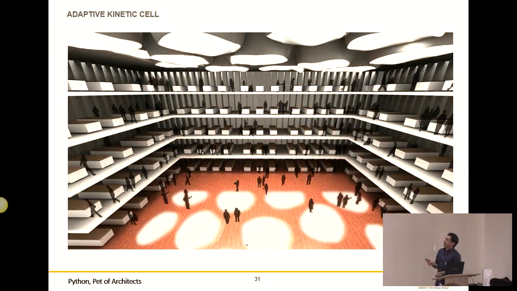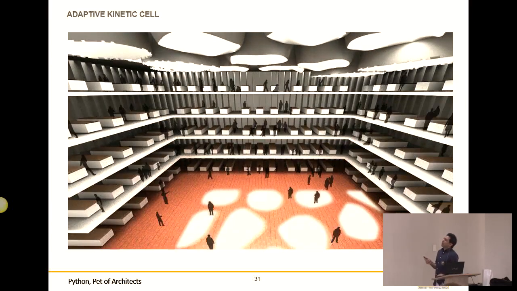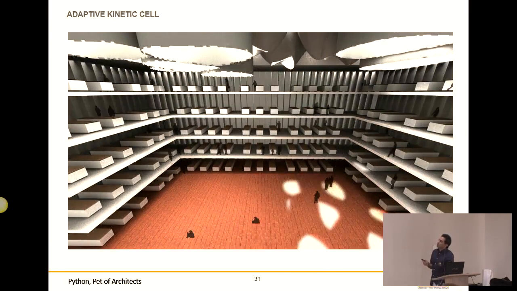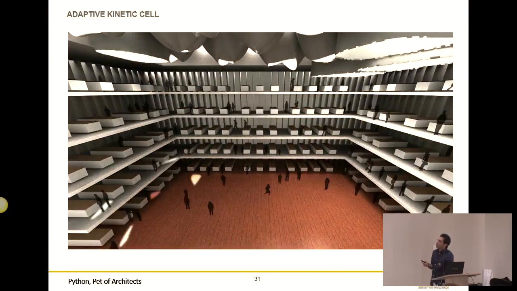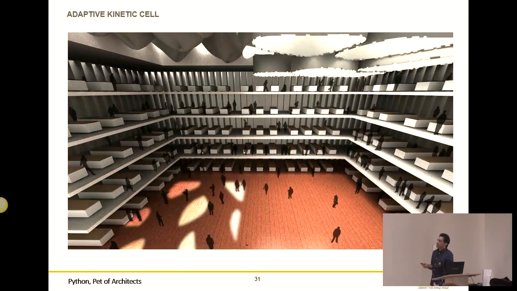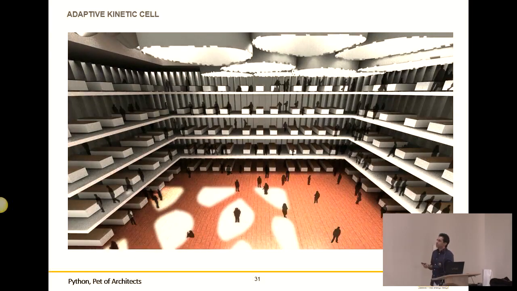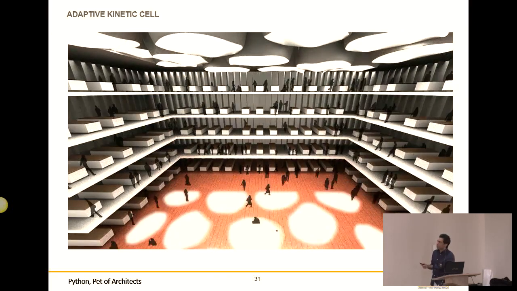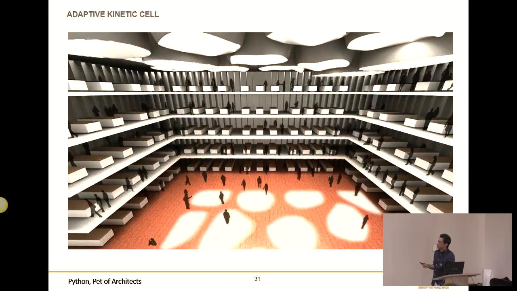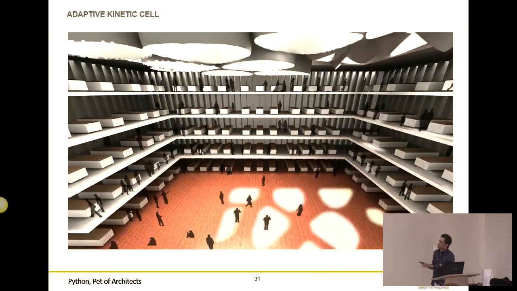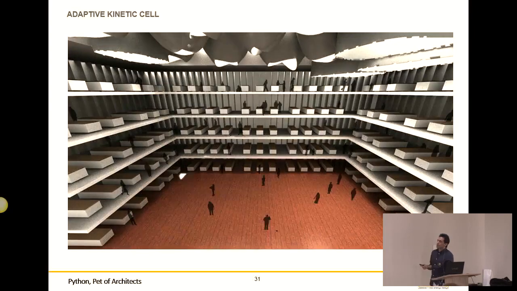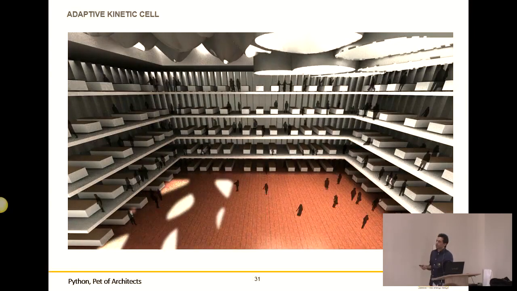So we try to manage this kinetic cell. We try to program these cells to be open and closed during the day in terms of having no glare on desks. You might see some glare here, but you're not going to see any problem on desks. And we don't care about having glare on the ground floor.